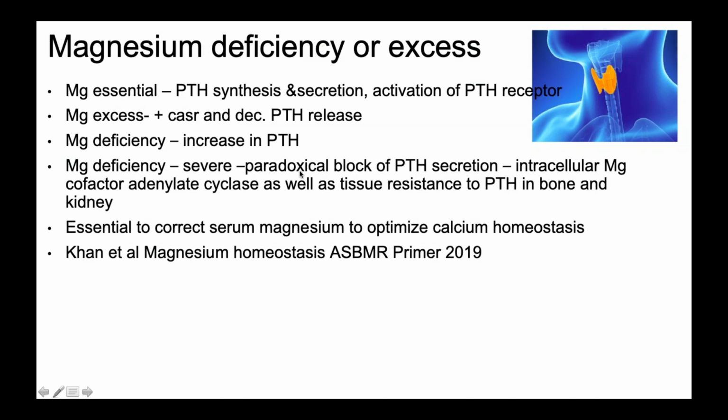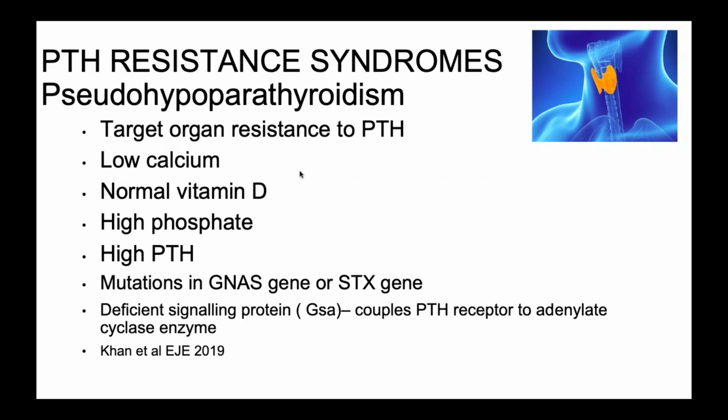It is important for us to remember that intracellular magnesium is a cofactor for adenylate cyclase. Deficiency can decrease PTH secretion, and it can also result in a tissue resistance to PTH in the bone and the kidney. So if our patient has a low serum calcium, it is important for us to evaluate magnesium and to ensure that we normalize serum magnesium.